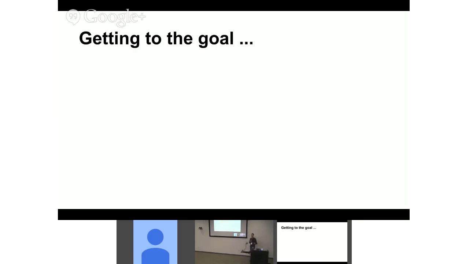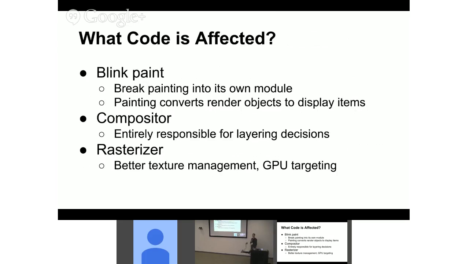I'm going to talk a little bit at a reasonably high level about how we're going to get there, or how we expect to get there. So first of all, what code is affected if you're working in Blink? Which areas are going to be changing a fair bit? The first one is Blink painting code. Any render object, or many render objects, have these paint methods: paint something, paint contents, paint border, paint background.